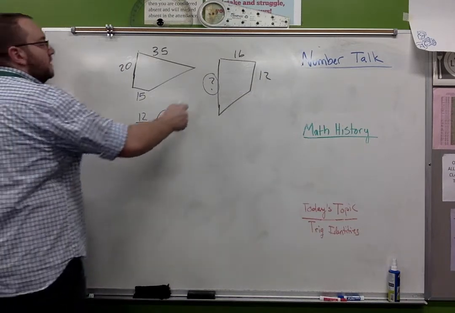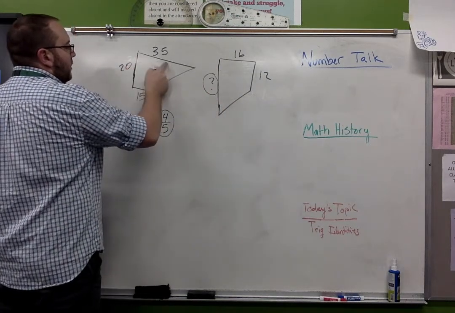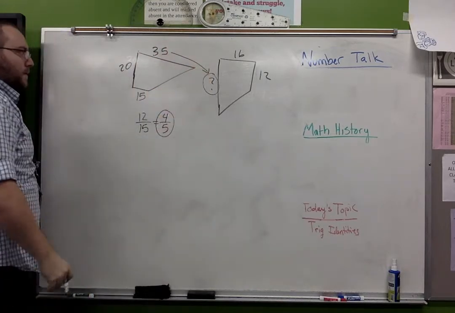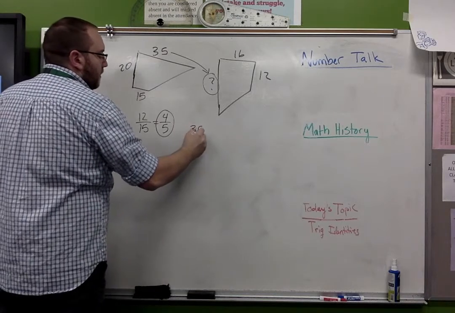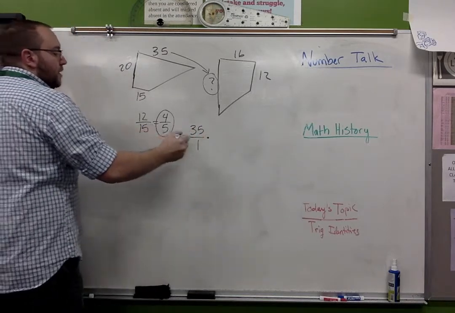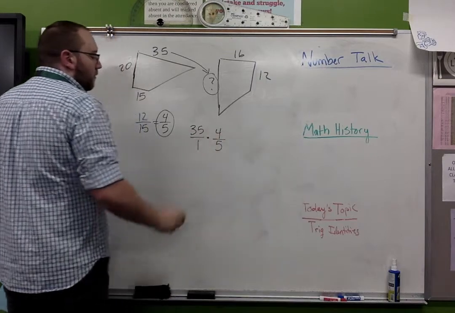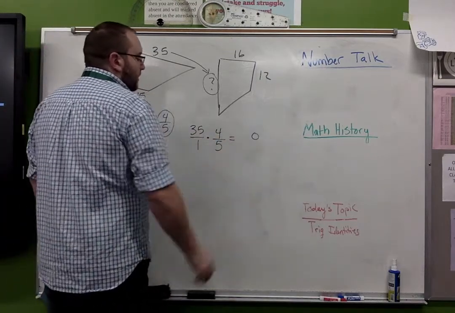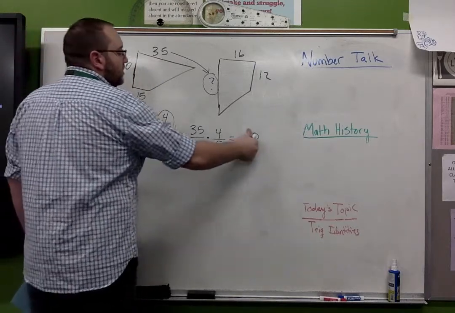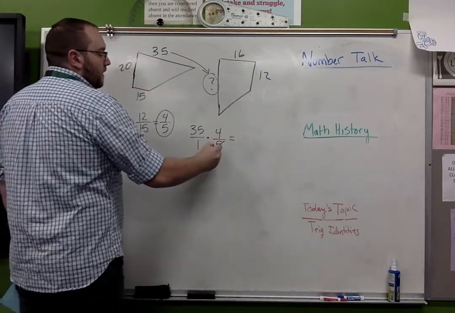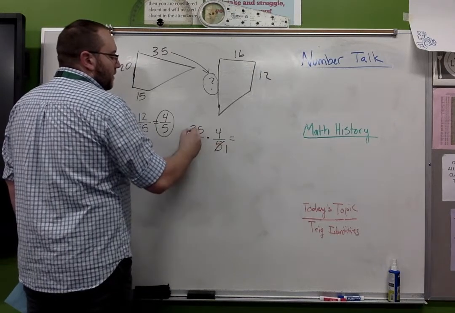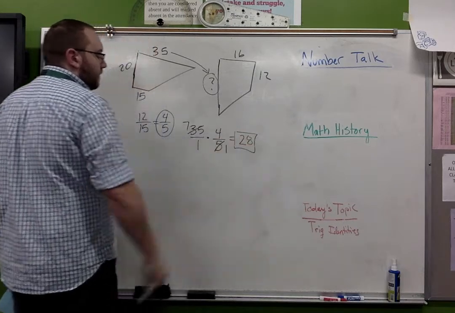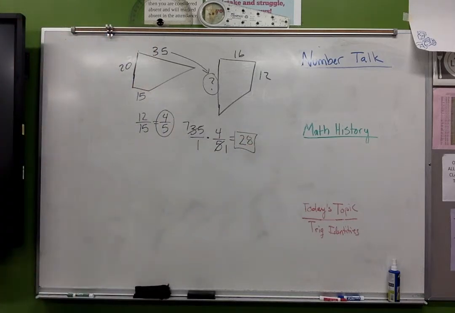Now I'm looking for this long side. So I'm going to use this side right here, this long side, 35. So 35 corresponds with the side I want. I take 35, I multiply by my common ratio, or the scale factor, 4 over 5. Let's do it this way. We can cross-reduce, divide by 5 here, we get 1. Divide by 5 here, you get 7. 7 times 4 is 28. And that's your answer.